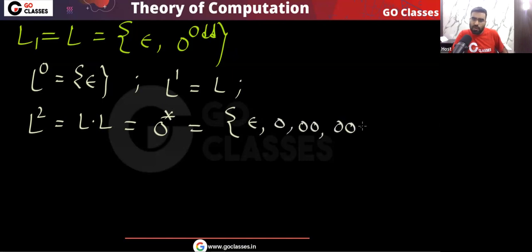So remember, for your language L1, let's call it L for simplicity. Your language was like this: empty string, 0 power odd. Now we have found L power 0, that is the set containing the empty string. We have found L power 1, that is L itself. And we have found L power 2, that is L dot L, and that is 0 star. Yes or no? You will have everything. You will have odd zeros, even zeros, everything you will have.